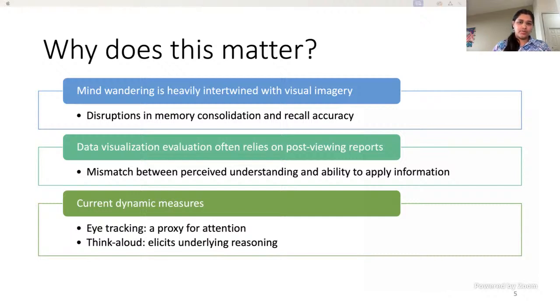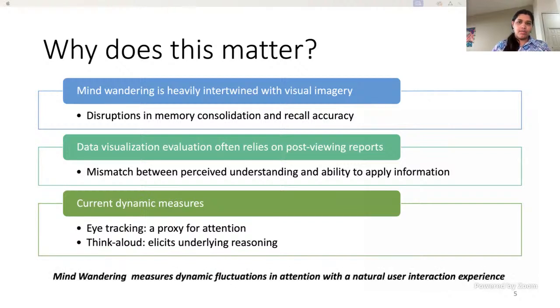And in think aloud protocols, viewers can narrate their reasoning in real time while viewing the stimuli, but that kind of continuous verbalization can make them self-conscious and alter their natural cognitive processes. In contrast, mind wandering could potentially allow researchers to explore dynamic fluctuations in attention and engagement without explicitly interrupting the user's natural interaction with the visualization.